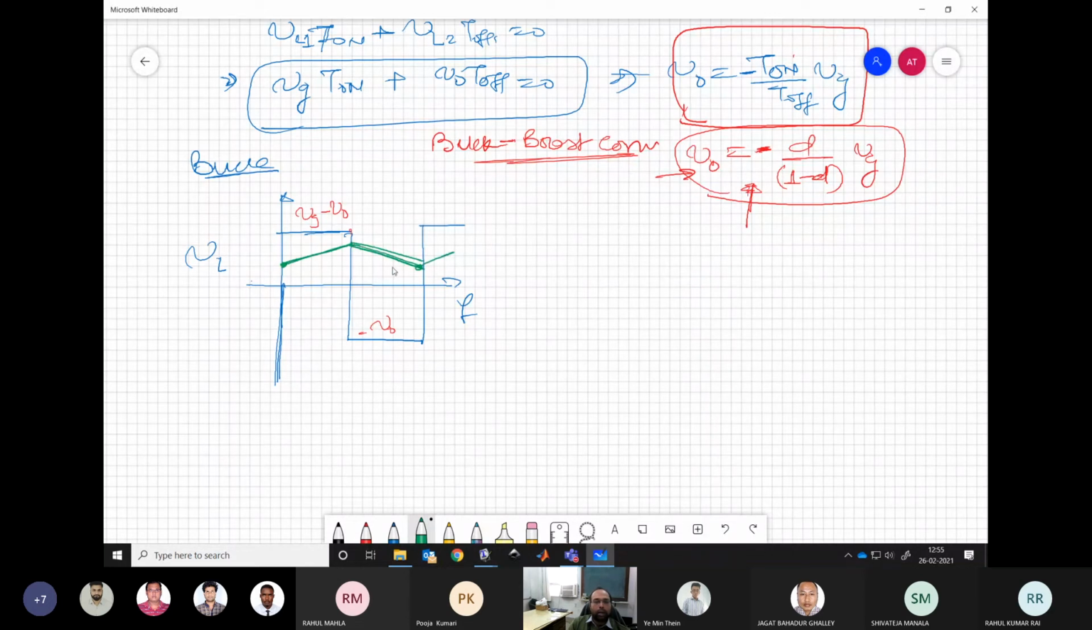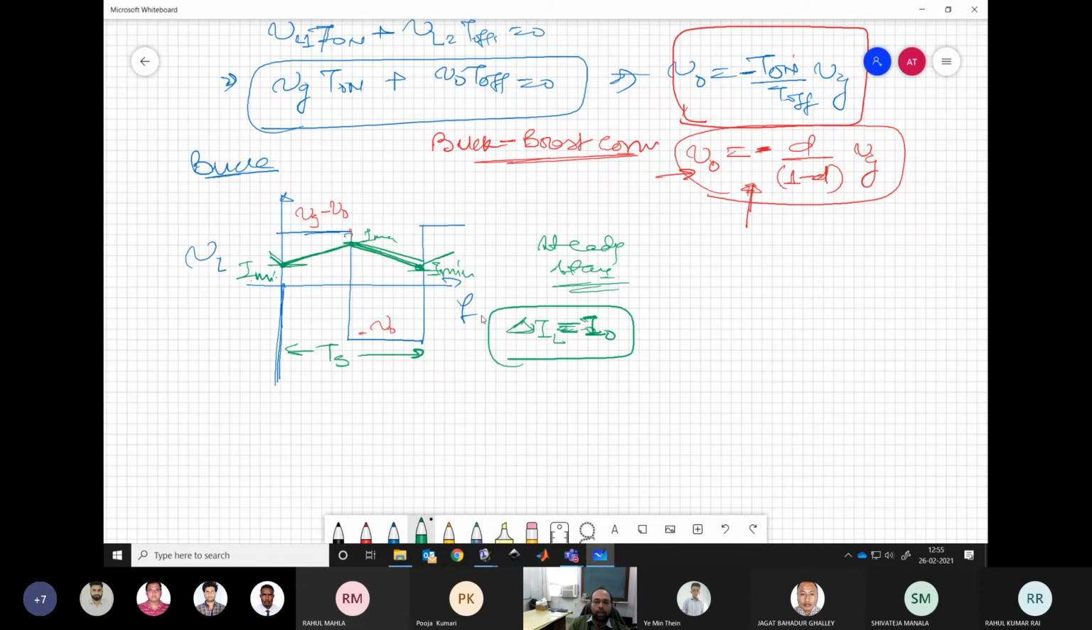Because we are maintaining the same average value, the starting and ending point at the end of Ts must be the same. So if I call this I minimum and this value I max, then it is going to come back to I minimum always in the steady state condition. And this is true for all the converters. All the converters must maintain this condition. The current has to come back to that value, which means the average value of IL should be I naught, your DC value of inductor current. That is always true.